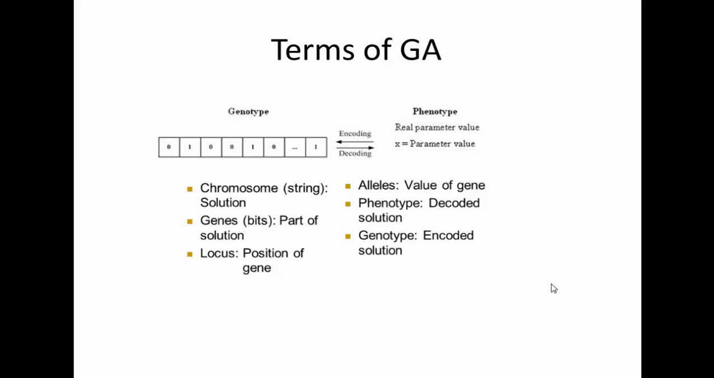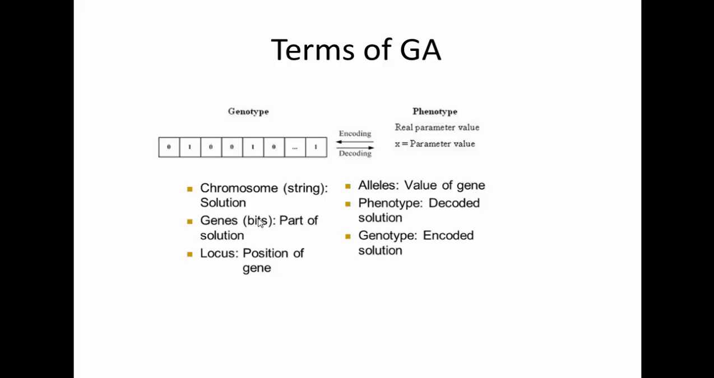First, we have the chromosome. Chromosome is a string solution. It means the solution to our problem in the form that the genetic algorithm deals with. So it takes the encoded form, or binary form, or some octal or hexadecimal form. And we have the gene, which is a bit. Any part of the chromosome is called a gene.